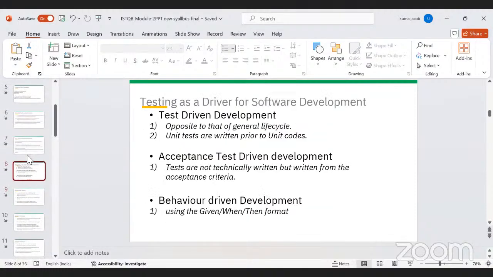And then we have testing as a driver for software development. There are a few approaches where we try to write the test before actually writing the code, or testing is actually driving the whole development process. So we have test driven development, acceptance test driven development, and behavior driven development.